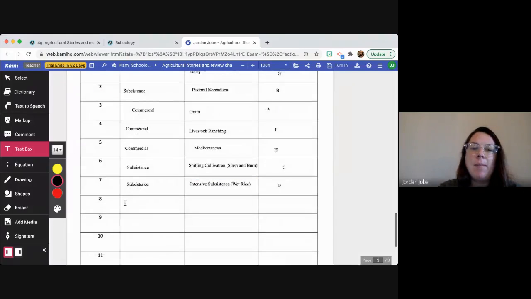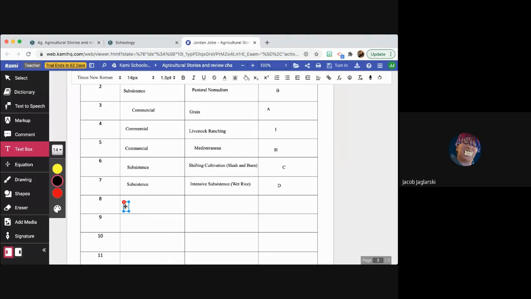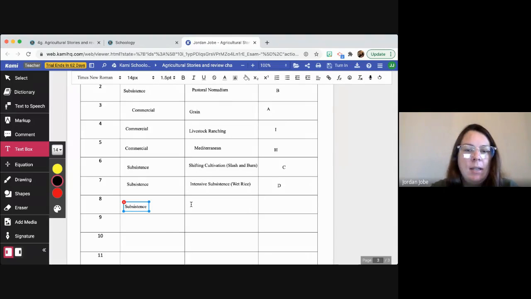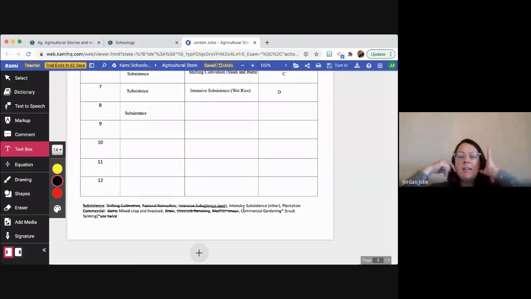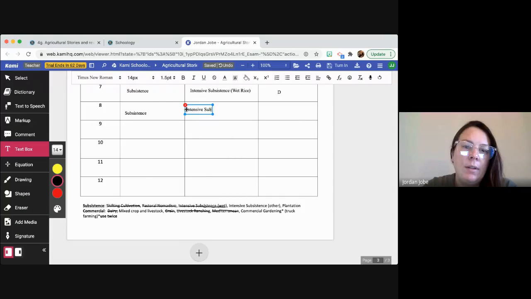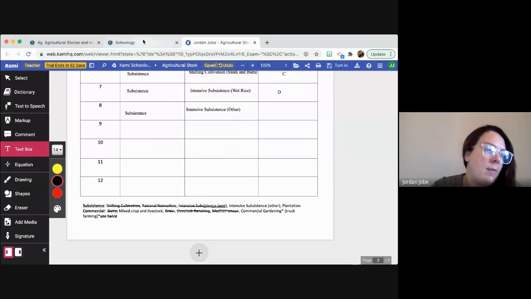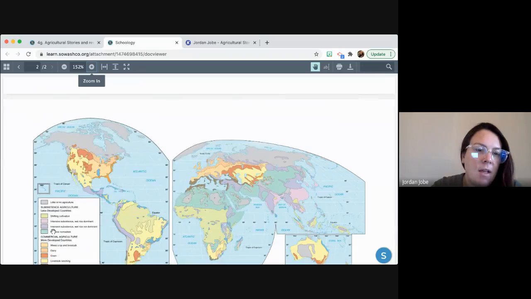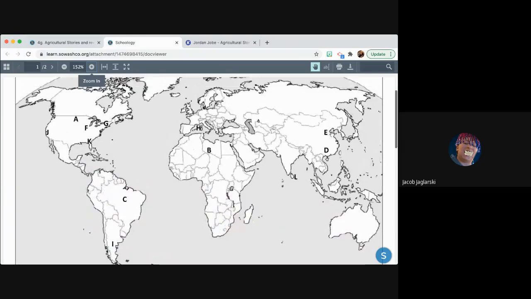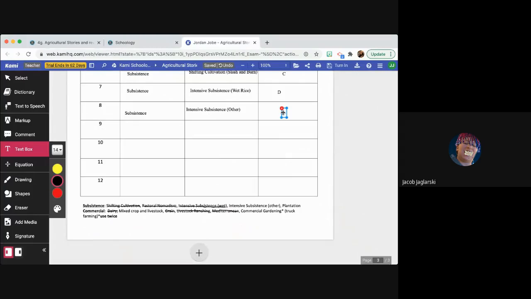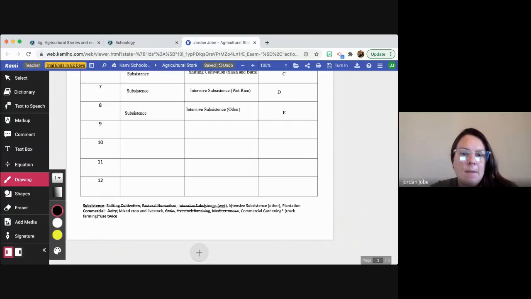Okay, so number 8, are we talking about subsistence or commercial? Subsistence. And are we talking about intensive subsistence other or plantation? Other. Intensive subsistence other. So based on our map here, intensive subsistence other is that purple area. We already kind of looked at it last time. What letter are we going to choose? E. Okay. Cross off.